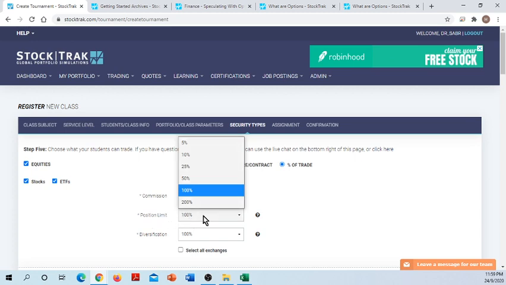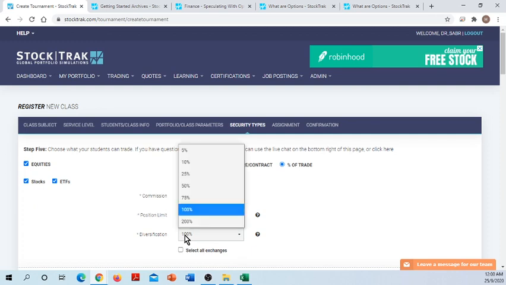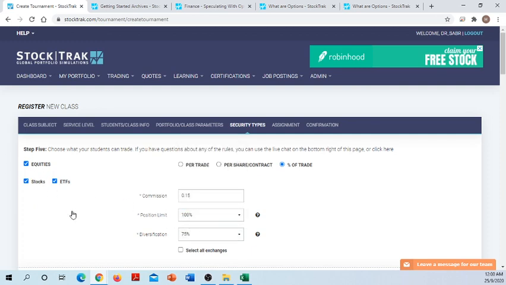Now the position limit here is related to a single security or a single ETF. So this controls how much you allow them to place in a security or an ETF, and here how much you allow them to place in equities. If you want to force them into more than one asset class, then you can control that from here. For example, 75% in equities, 25% in bonds, or 50% in equities, 20% in futures, and so on.